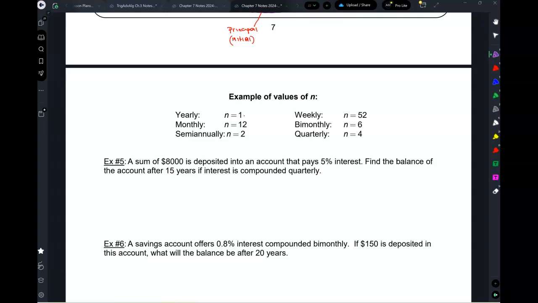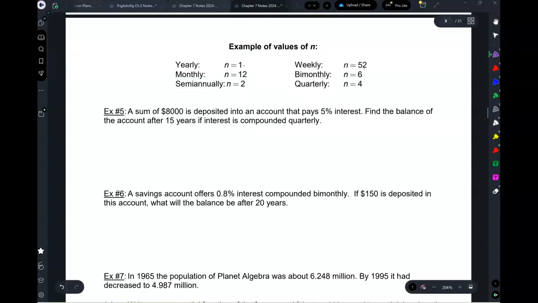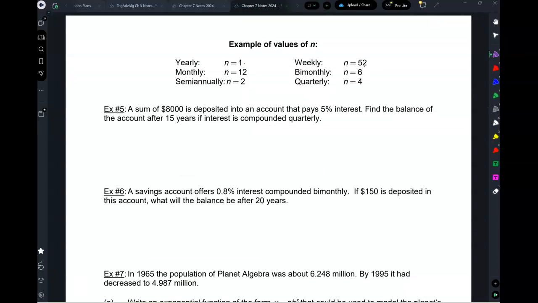Semi-annually, like the Macy's semi-annual sale, that happens twice a year, so 2. Weekly, there are 52 weeks in a year, so 52. Bi-monthly, that's every 2 months, so 6 times a year. And then quarterly, right? 4 quarters in a year, so N equals 4. Okay, so let's take a look at this one.